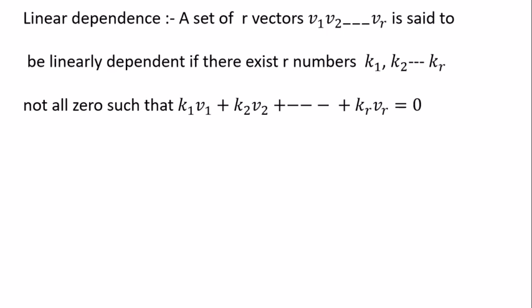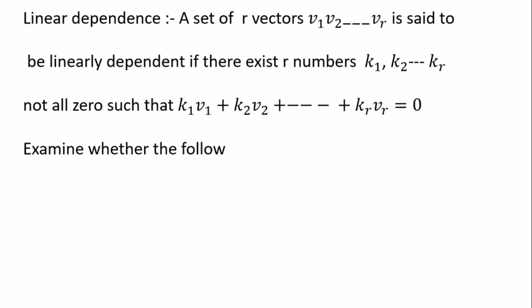So it is not compulsory that all are 0, like in linear independence. If all are 0, this is linearly independent. In this case, if k1, k2 up to kr are not all 0, then the given set of vectors is linearly dependent. To understand this, let us see one example.